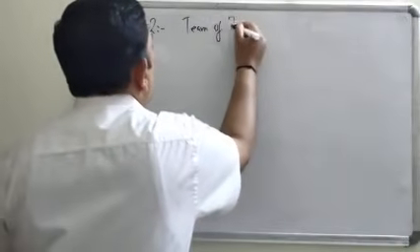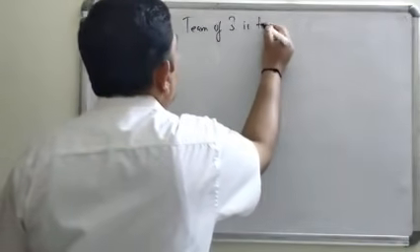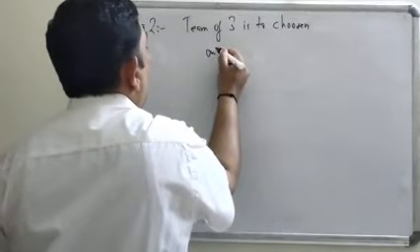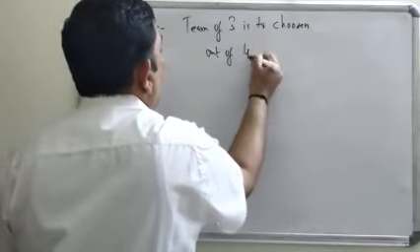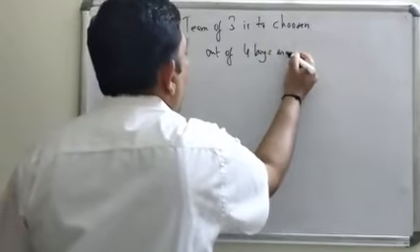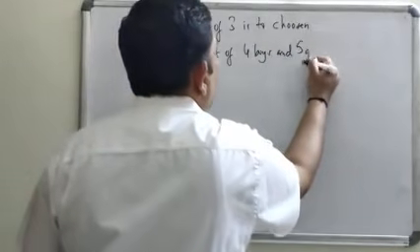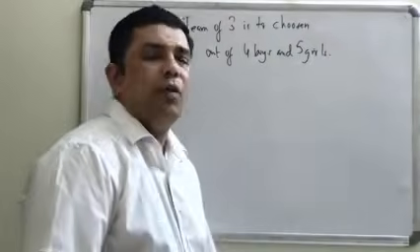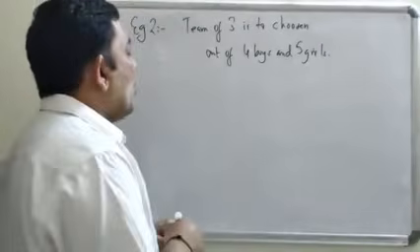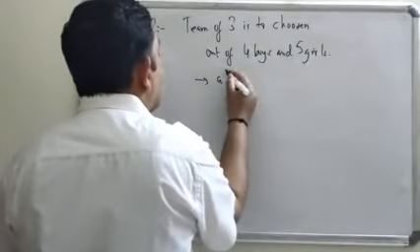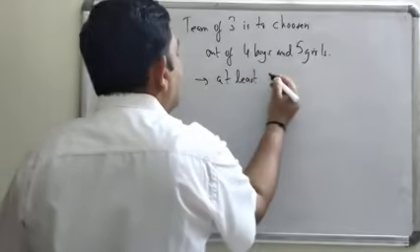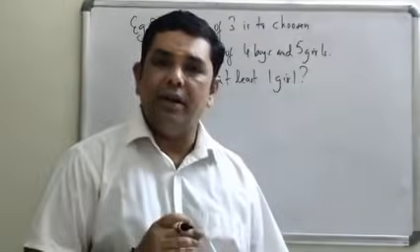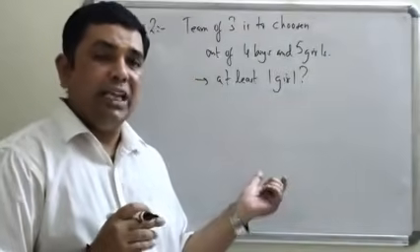Suppose a team of 3 is to be chosen out of 4 boys and 5 girls. Now the question is, how many ways can this be done such that the team has at least one girl? Team has at least one girl.